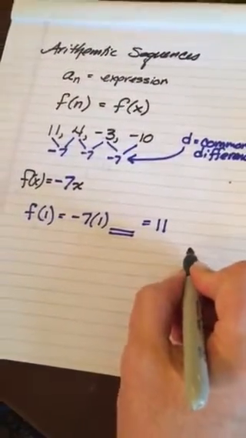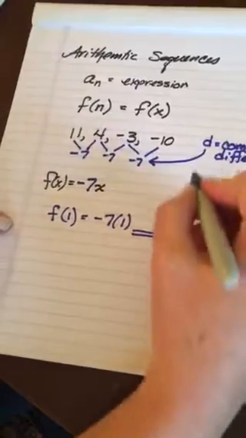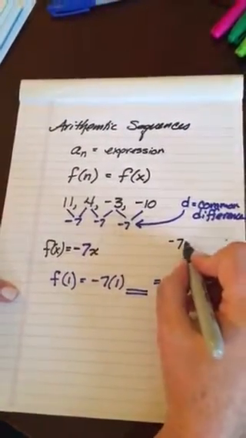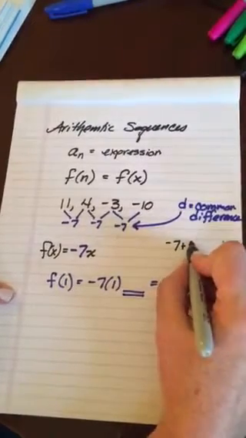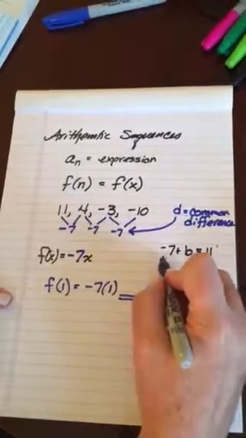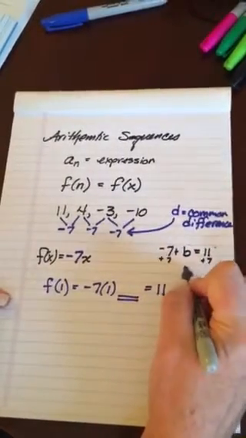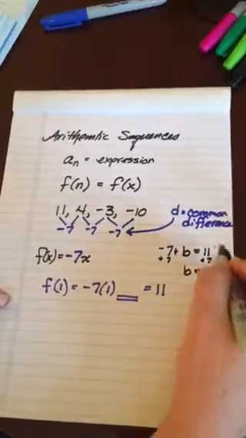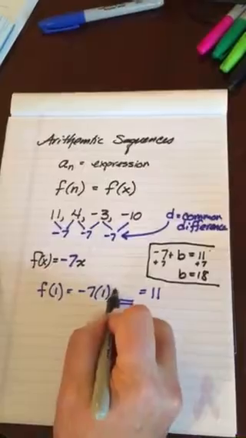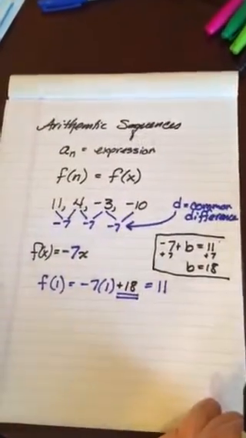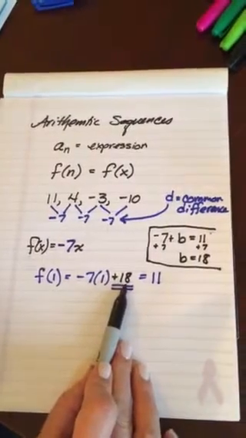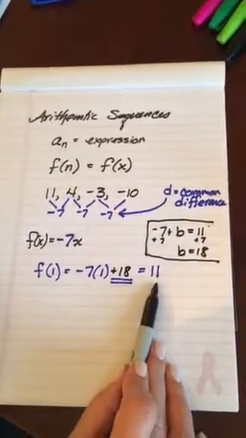So if I had, let's see, I'll put it over here. If I have -7 plus some unknown, I'll call it B, equals 11. How would I solve that? I would add 7 to both sides. So B would equal 18. So we'll just do that off to the side. So obviously, if I add 18 here, that makes sense, doesn't it? If I have -7 plus 18, by golly, that gives me 11.